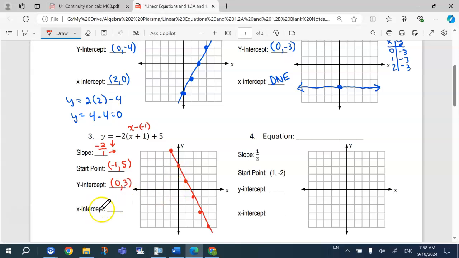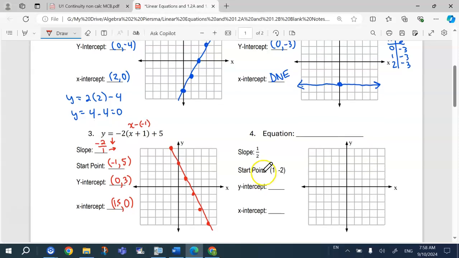And then remember with the x-intercept, we always know that the y is 0. And the y is 0 right about here. So what's the x? It's halfway between 1 and 2, so it's at 1.5. And again, we could check that by putting 0 in for y and then solving for x.